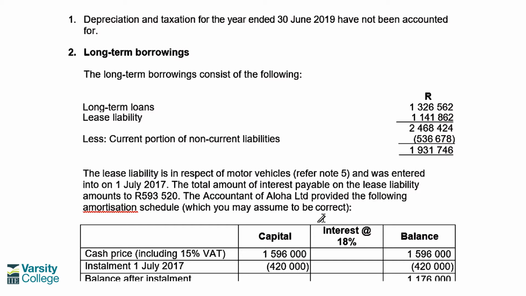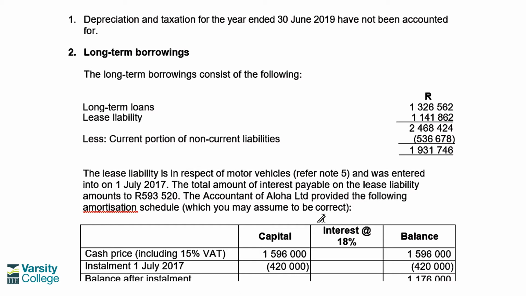Note number 2, long-term borrowings. Okay, consists of a loan and the lease liability. Now again, just pause and think for a minute. The question's asking you for tax and lease disclosure. So this note and the lease side of it is going to have significant impact on answering the question.